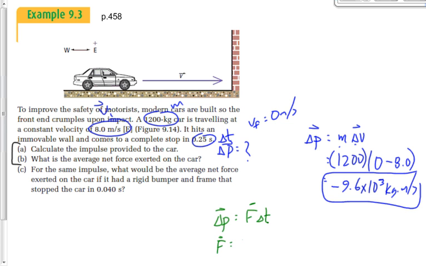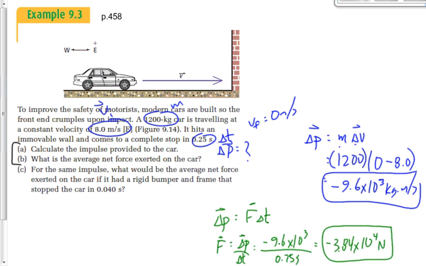We know what T is. Delta P is negative 9.6 times 10 to the 3. Delta T is 0.25 seconds. Divide those two numbers, and we should get negative 3.84 times 10 to the 4, I believe that is. Is that right? Newtons.